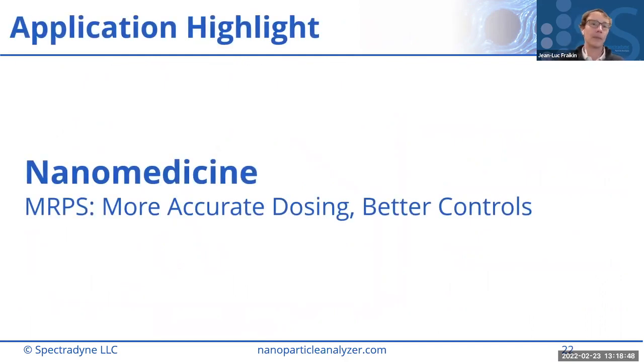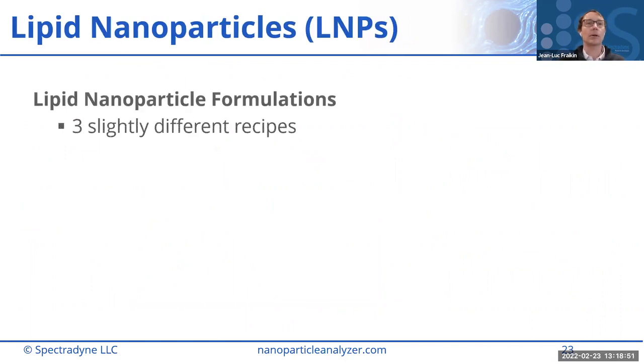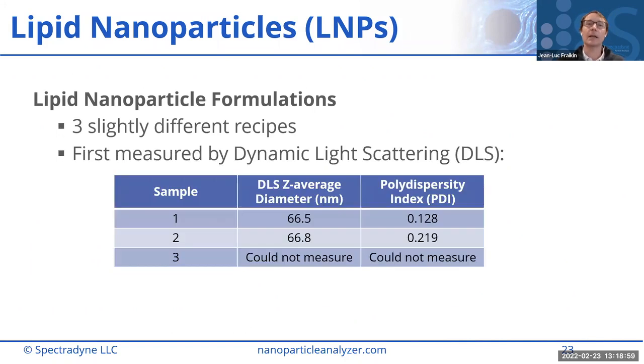This is an example of lipid nanoparticle formulations made by three slightly different recipes. These were first measured by dynamic light scattering. Sample 1 was measured with a Z average of 66.5 nanometers with a polydispersity index that's pretty reasonable. Sample 2 was measured with essentially the same Z average and slightly higher polydispersity index. Sample 3 was unable to be measured by DLS, presumably because it was considered too polydispersed by the DLS instrument to be appropriate.